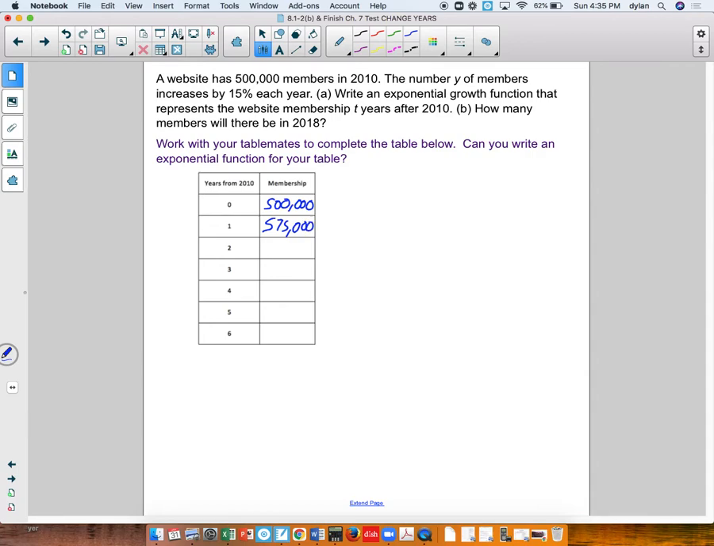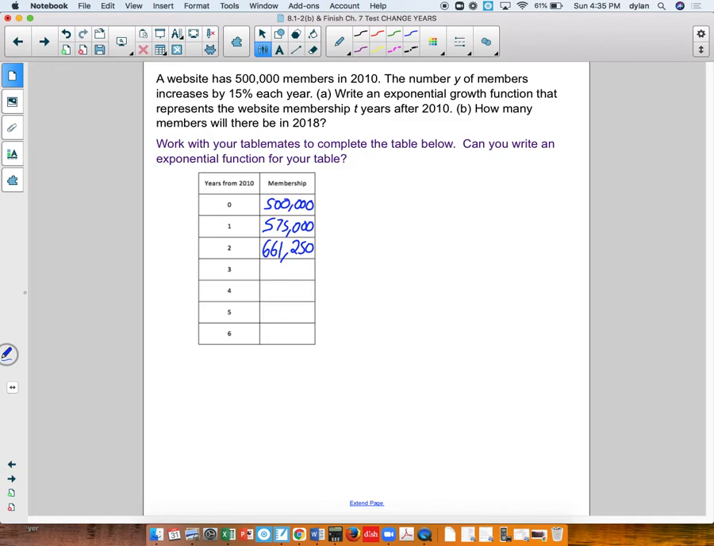And then I could do that again. I could multiply that by 1.15, and I would end up at 661,250. And you can see that my website's use is growing pretty quickly over time. And I could keep doing this over and over again. And that is one way that I could determine future membership, but it's very slow, because especially if I wanted to know membership 20 years from now, this would be a very tedious exercise.